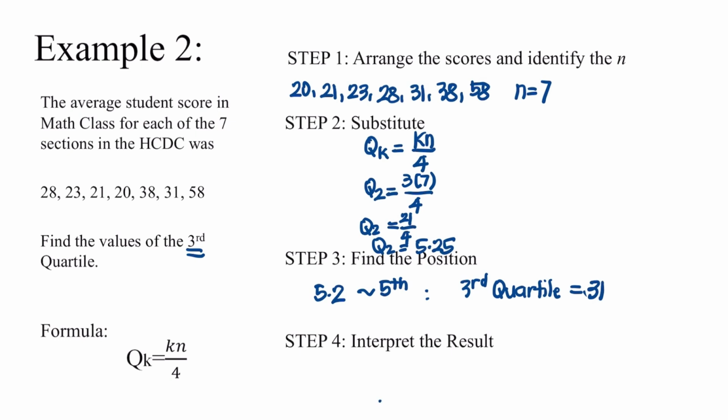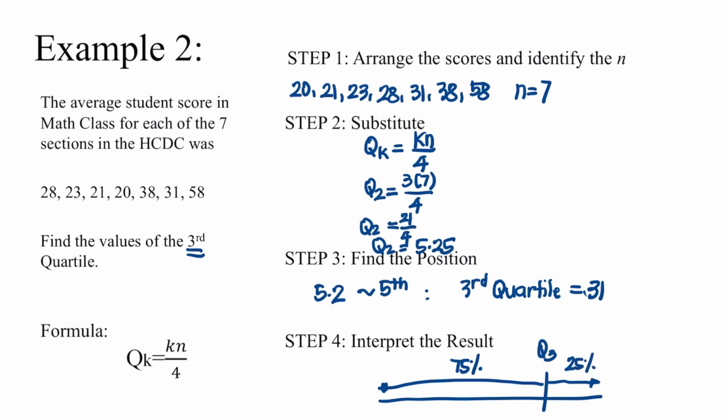In that case, class, since we are looking for the third quartile, take note, quartile 3 is equal to 75%. That's why the remaining percentage is 25%. In that case, lower 75% of the class and upper 25% of the class. If your score is greater than 31, then you belong to the upper 25% of the class. But if your score is equal to or less than 31, then you belong to the lower 75% of the class.